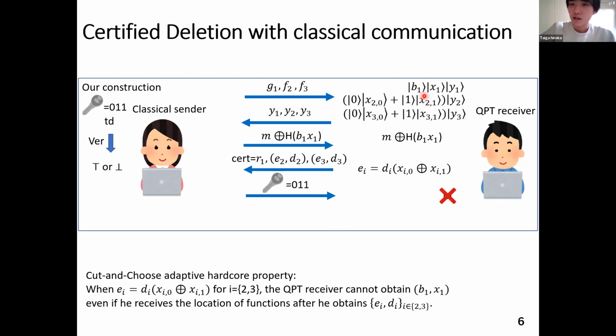On the other hand, if he measures this quantum state in the demand basis, this quantum state collapses to a random classical bit string, and he can no longer obtain B1 and X1 even if he receives the location of functions. This is an intuitive proof of our cut and choose adaptive hardcore property.